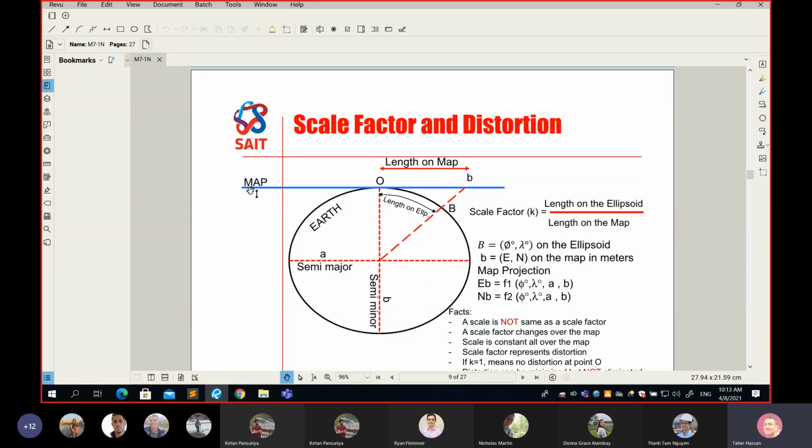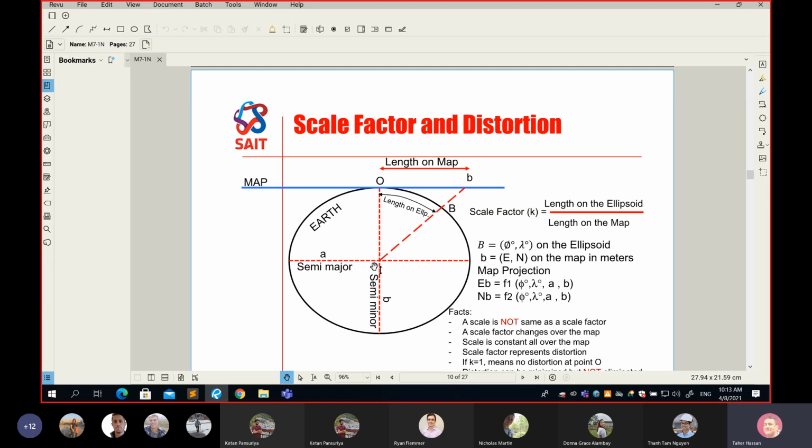Our map, we plot on a piece of paper, and it has to be flat. So the conversion, or the projection, I'm going to give you an analogy of how it happens. Think about the center of the earth as the light source. And my point B here, uppercase B, exists on the curved surface.